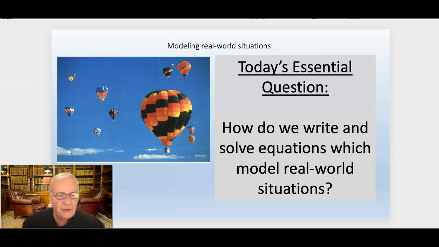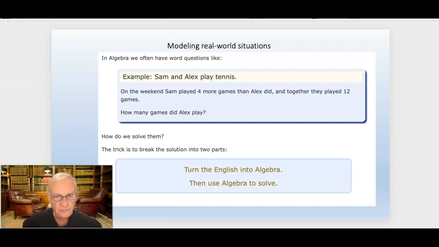The essential question for the homework check: how do we write and solve equations which model real world situations? How do we do it? Just as an introduction, guys, in algebra we often have word problems. It might be something like this: on a weekend, Sam played 4 more games than Alex did, and together they played 12 games. How many games did Alex play?